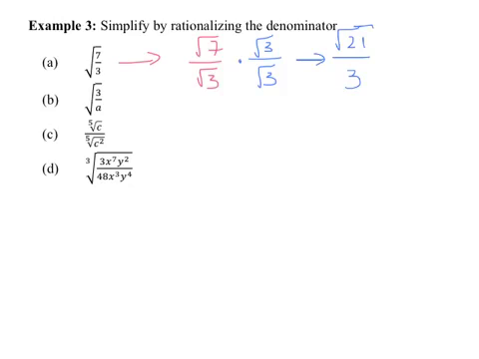So again, before calculators were around, it would have been a lot easier to just look up the value of root 21 and then divide it by 3, instead of finding the value of root 7 and then the value of root 3 and dividing those decimals. That would be a lot more work.